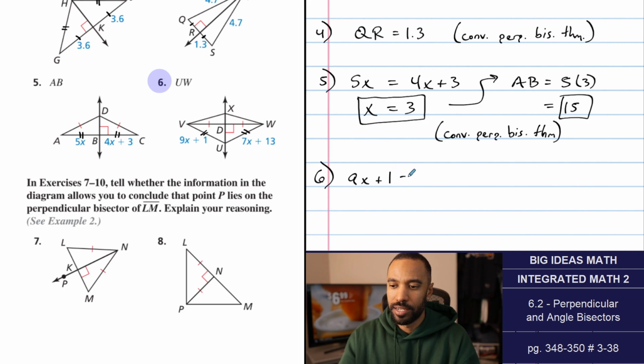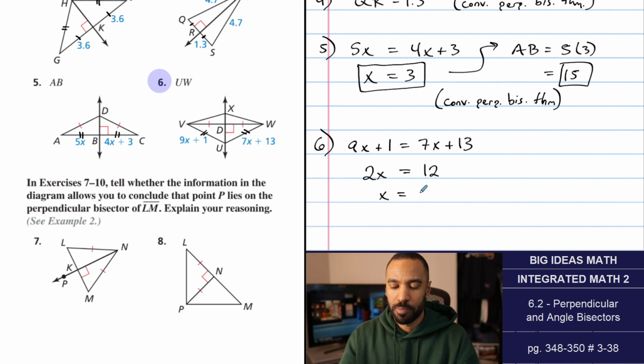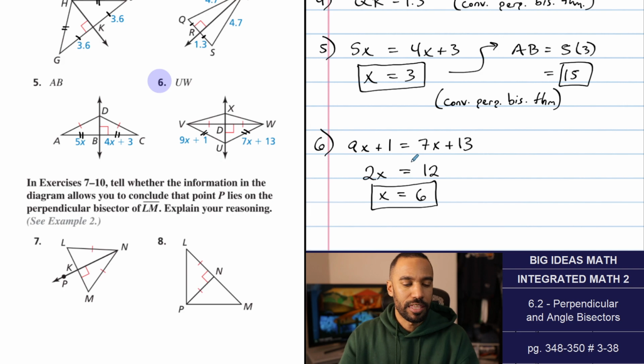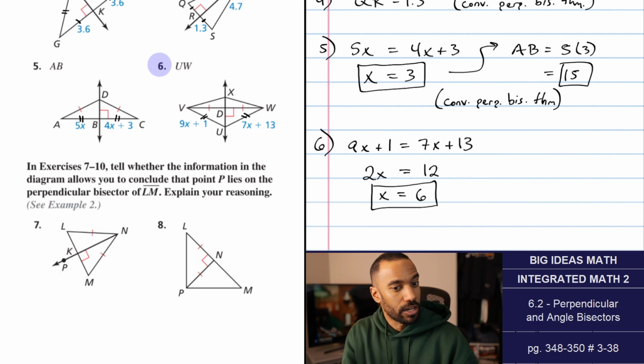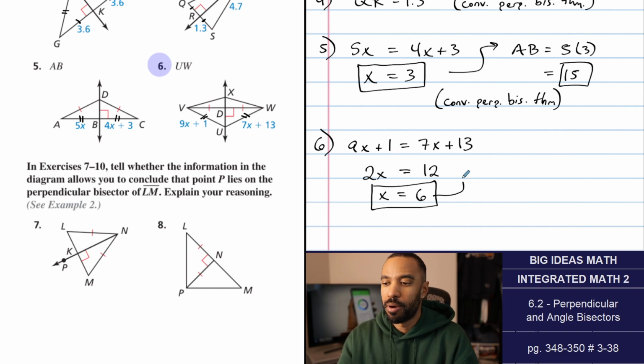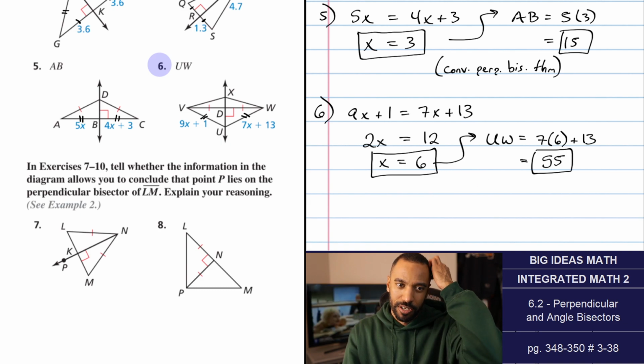We get 9x plus 1 equals 7x plus 13. We're going to solve for x to begin with. Subtract 7x from both sides, we get 2x. Subtract 1 from both sides, I get 12. Divide both sides by 2, you get x equals 6. They need to find the length of UW. UW is this guy right there, represented as 7x plus 13. Note, I could plug 6 into this one as well. I should get the same length. It doesn't matter because they are equidistant. But we're going to do it in the one that's representing it. I think that's most fair. So 7 times 6 plus 13, that's 42 plus 13, or one of my favorite answers, 55 for number 6.